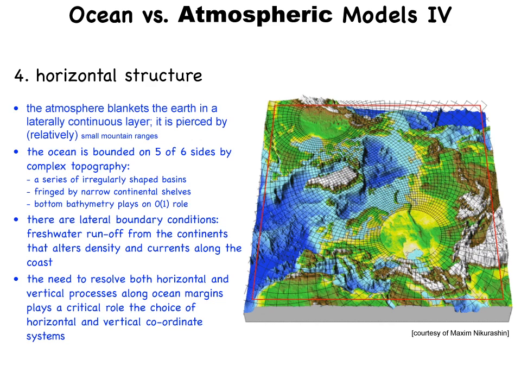We also have lateral boundary conditions in the ocean, so we have to keep track of things that are coming into the ocean from the edges, so river runoff and continental runoff. The need to really resolve both horizontal and vertical processes along the ocean margins, we'll see, plays a really critical role in choosing the grid that we tend to solve ocean models on. Are there any questions? Please do interrupt if you have any questions.